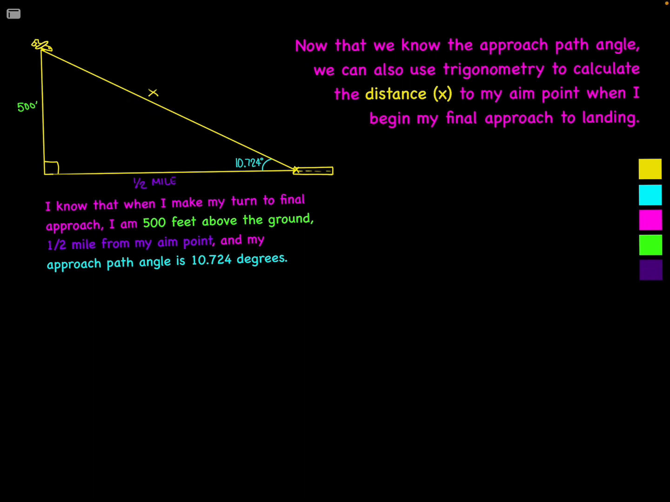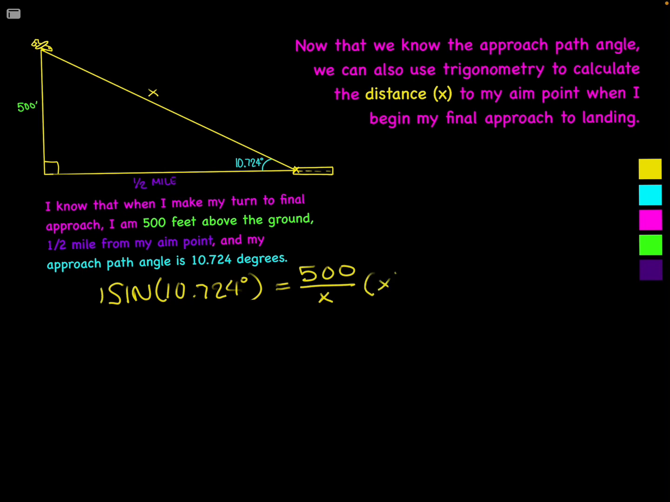We can use sine to find the value of x because x is the hypotenuse of our triangle and we know the side length opposite of our known approach path angle. Since we know all the values we need to solve, we can just immediately plug them into the formula. We know that the sine of 10.724 degrees is equal to 500 over x, because 500 is the opposite side length and x is our unknown distance.